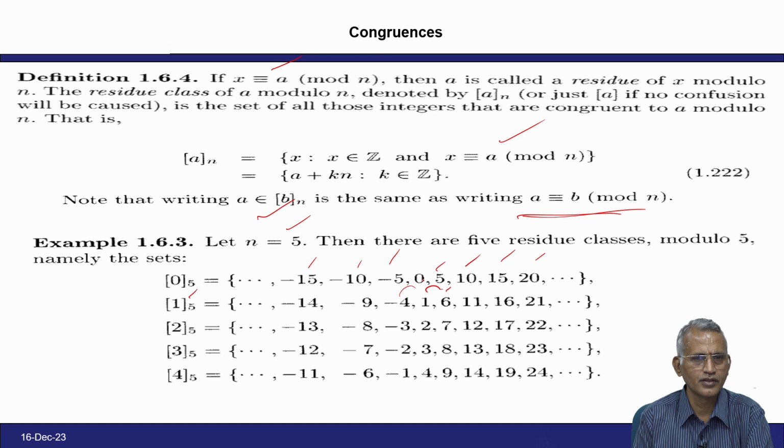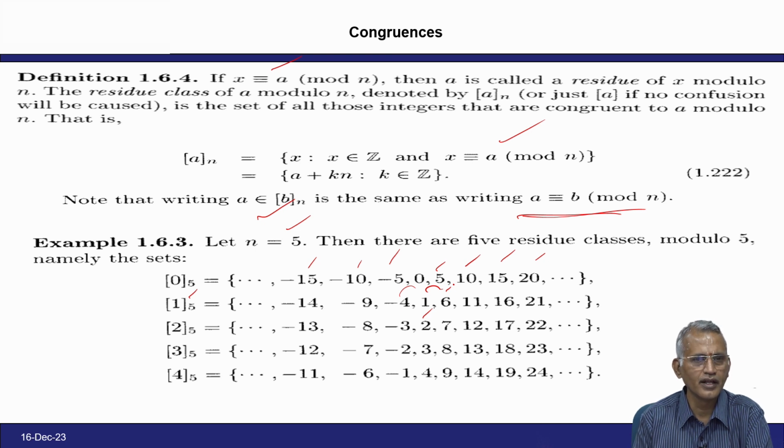Similarly, 2 is congruent to 7. You take 7 divided by 5, and the remainder is 2, therefore 7 is congruent to 2, 12 is congruent to 2, and minus 3 is congruent to 2 and so on. So we can write this in the roster form of the set notation, that 2 under congruence modulo 5 can be written like this.